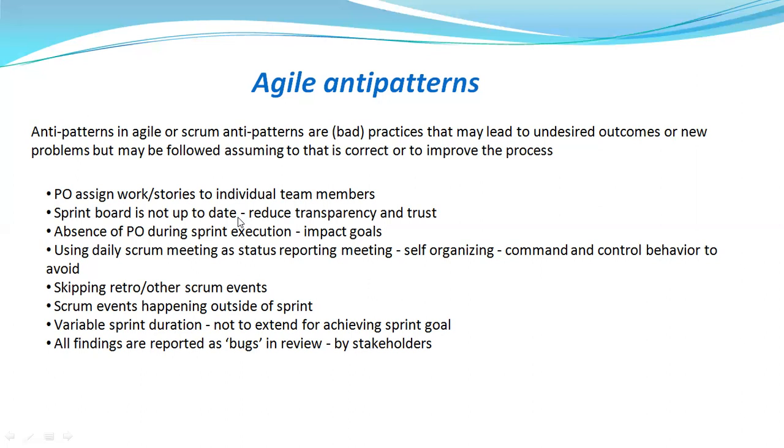Second, the sprint board is not up to date. This is also one of the commonly encountered Agile anti-patterns. That means the team will not be updating the sprint board. If you're using Jira or ADO or any project management tool, the team is supposed to update the progress of the story. If they're updating it correctly, then your board will be up to date. Else, that will lead to a reduction in transparency and trust. This is commonly seen, and if you are doing so, that's not the right way.